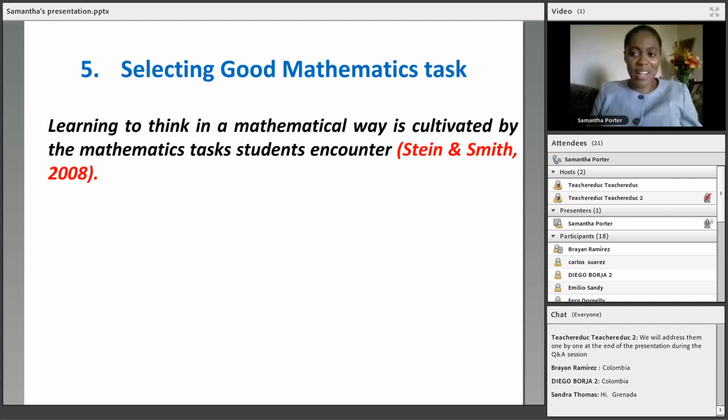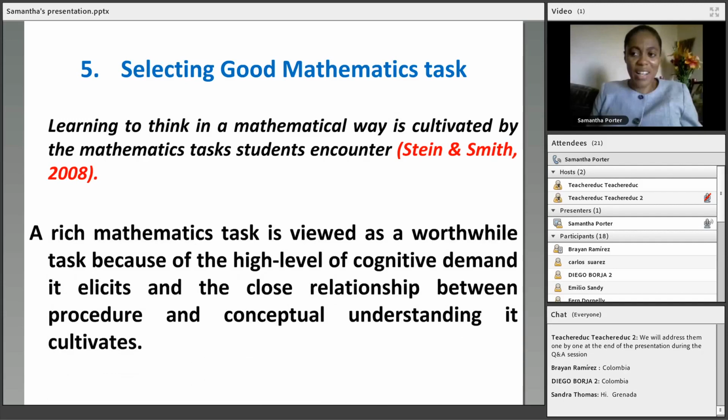So learning to think in a mathematical way is cultivated by the mathematical tasks students encounter. And this is so important. As teachers, we must choose tasks that allow our students to think. A rich mathematical task is viewed as a worthwhile task because of the high level of cognitive demand it elicits and the close relationship between procedure and conceptual understanding that is cultivated.